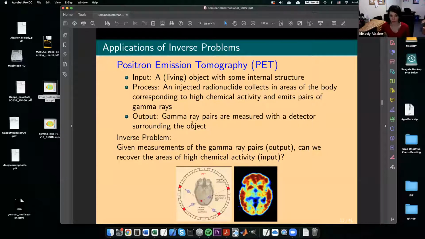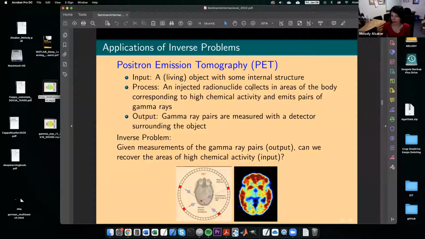The process is we inject a radionuclide into the patient. This is a radioactive substance, and you can either take it as a pill or by injection. This radioactive substance goes into your bloodstream, goes all over your body, but collects in areas of the body corresponding to high chemical activity. When it collects in these areas, because it's radioactive, it undergoes radioactive decay, and through that process it releases a positron. A positron is basically an antimatter electron.